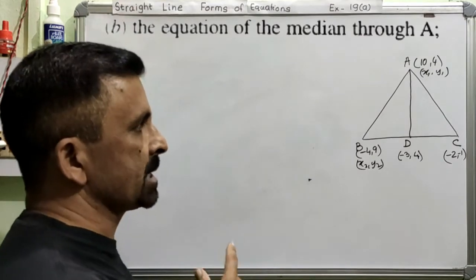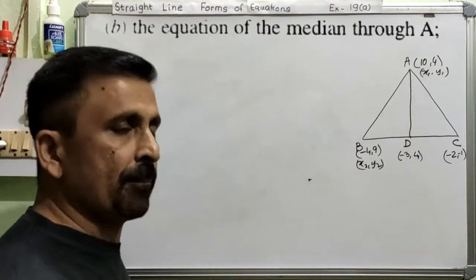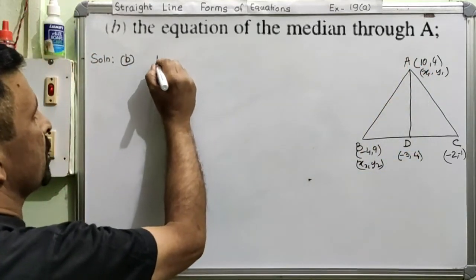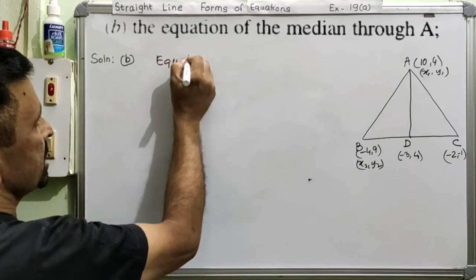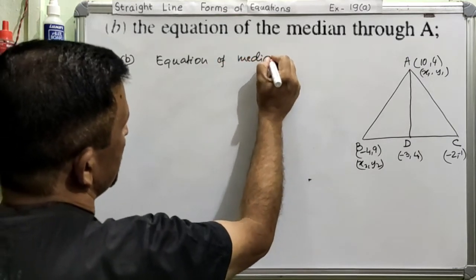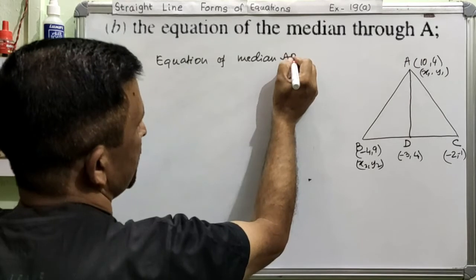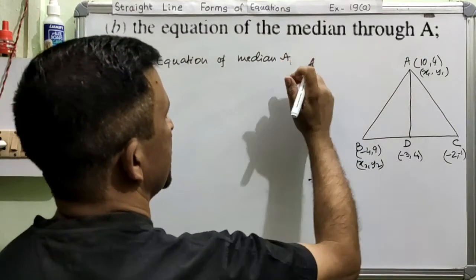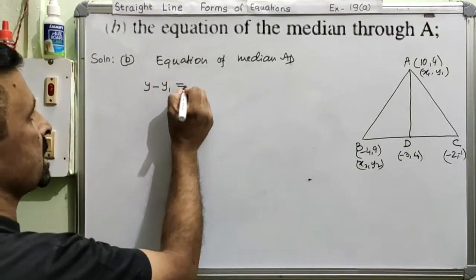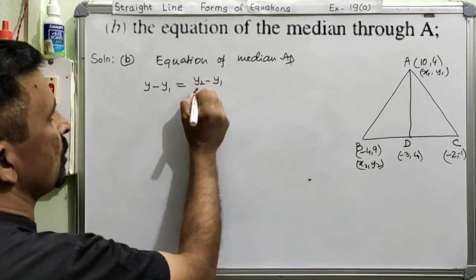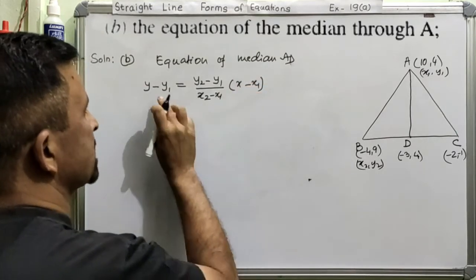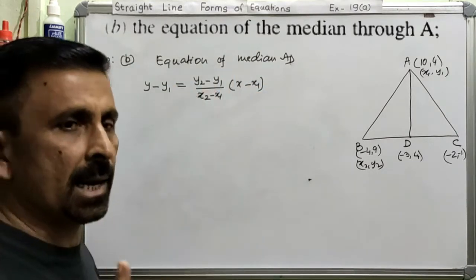Now you have the coordinates of point D. And now similarly, same as part A, we will use the same formula and write down the equation of median AD. Clear? Using the same formula, y minus y1 is equal to y2 minus y1 over x2 minus x1 into x minus x1. This is the 2-point formula for writing the equation of a line.